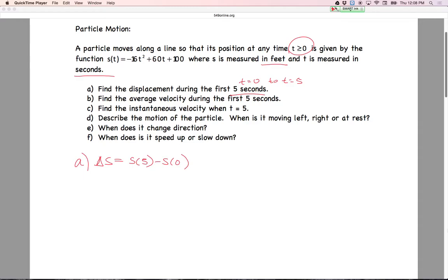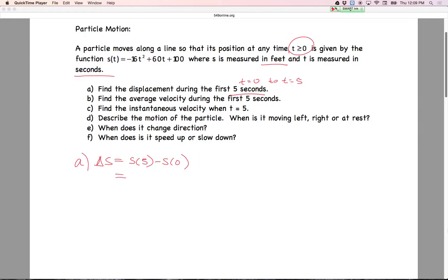Now in a minute I'm going to say it's not going to matter. It doesn't matter in two situations: when we do total distance and when we do average velocity. I'll tell you why. But when you're actually calculating displacement, it matters. You've got to go end minus start. Is everybody clear on that? Yes. Does order matter when you're calculating displacement? Yes.